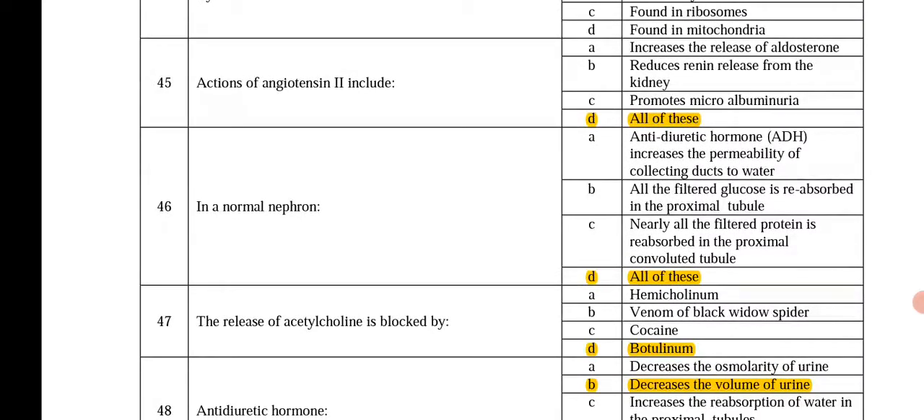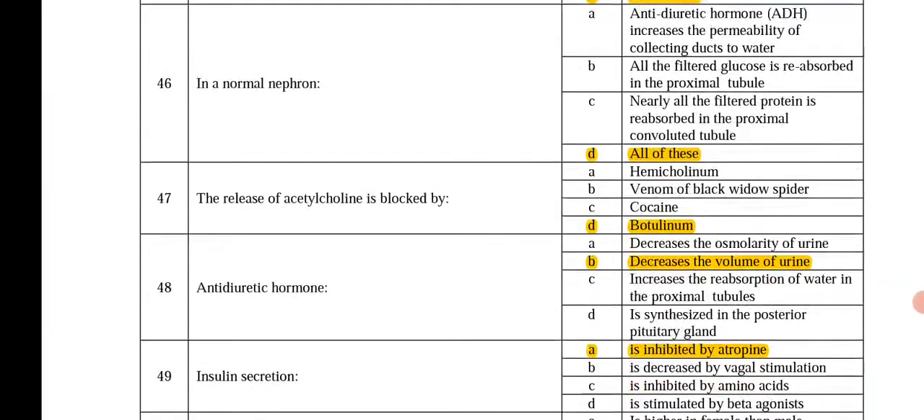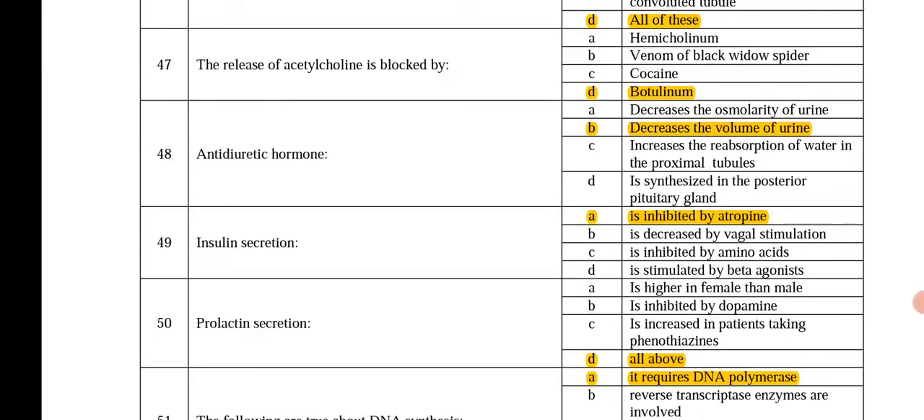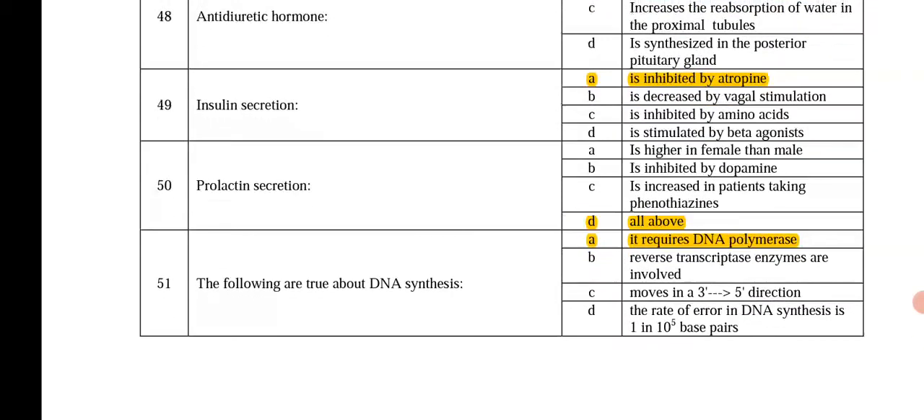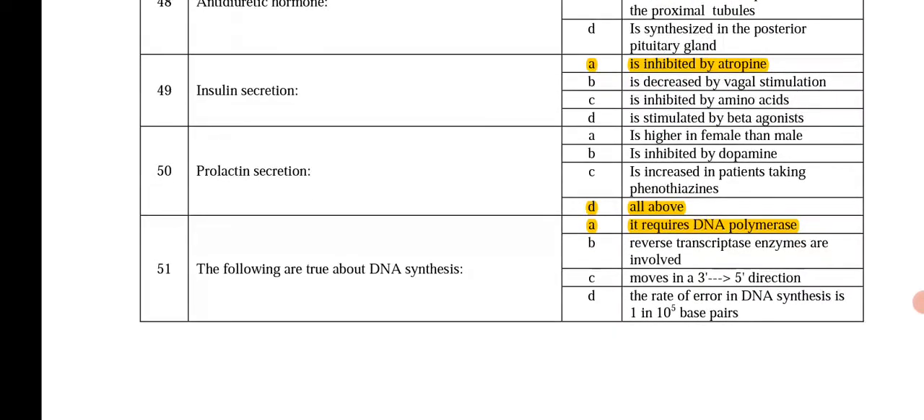ADH, antidiuretic hormone, increases the permeability of collecting ducts to water. All the filtered glucose is reabsorbed in the proximal tubule. Nearly all the filtered protein is reabsorbed in the proximal convoluted tubules. The release of acetylcholine is blocked by botulinum. Antidiuretic hormone decreases the volume of urine. Insulin secretion is inhibited by atropine. Prolactin secretion is higher in females than males, is inhibited by dopamine, and is increased in patients taking phenothiazine.